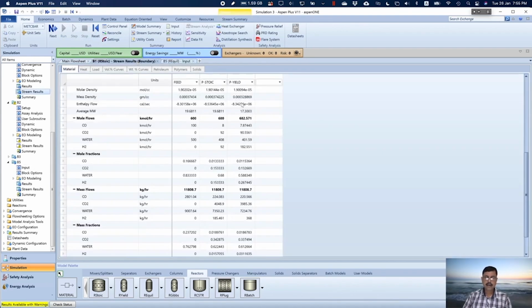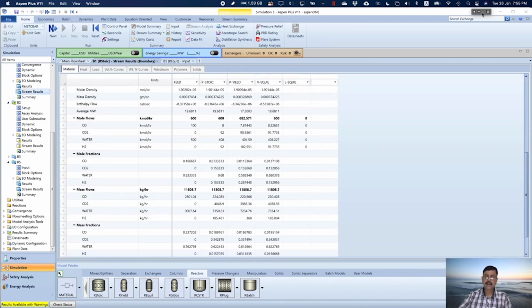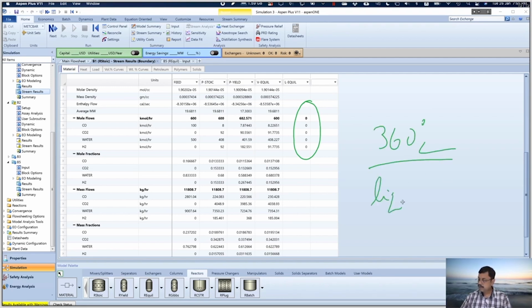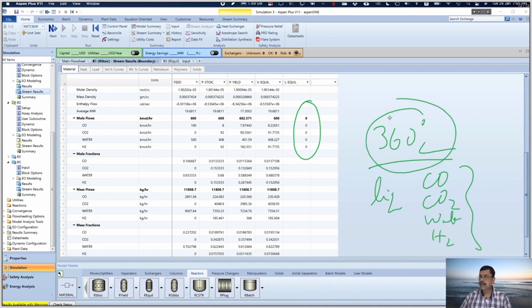Let us see what are the results. Here we write V equal and L equal. Now here you can see one thing, that in L equal everything is 0. So this is obvious because at 360 degrees centigrade you won't find any liquid, because you have CO, CO2, water and H2. At 360 degrees centigrade none of them can be in liquid phase. So there won't be any liquid over there. Everything will go as a vapor.